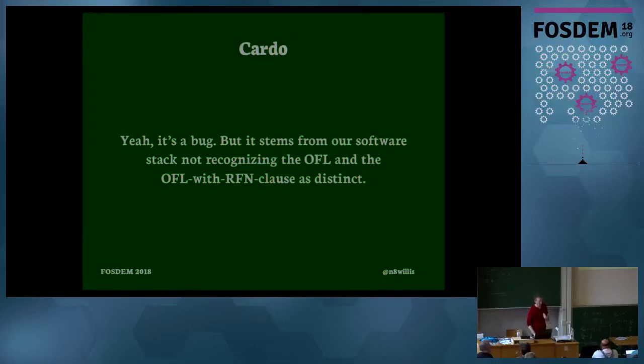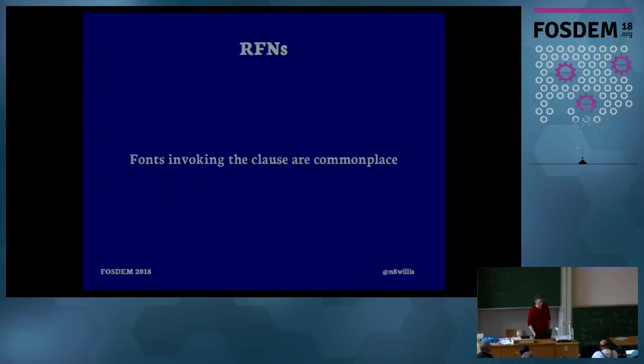But my opinion is that this stems from us not recognizing that the RFN effectively makes this a distinct license that we have to deal with. I can tell you there's a lot of RFN fonts out there. I would ballpark it as like half. It's certainly not like a 5% thing. And they have violations trivial to find. Literally, Cardo was the first one I opened up when I decided to try and find one in the Debian archive.